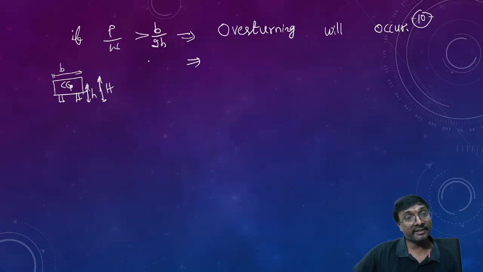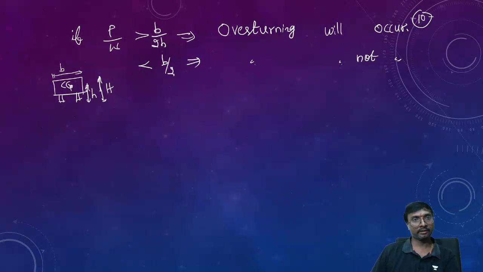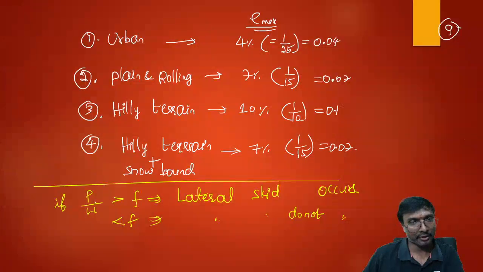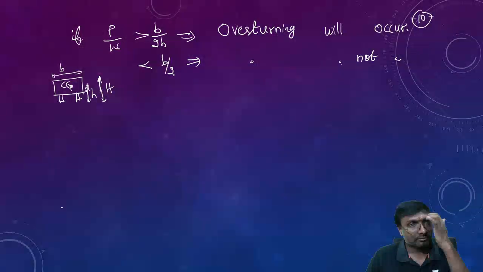Now, when it is lesser than B by 2H, right? What can you say? Overturning will not occur, right? Got it? It will be safe.